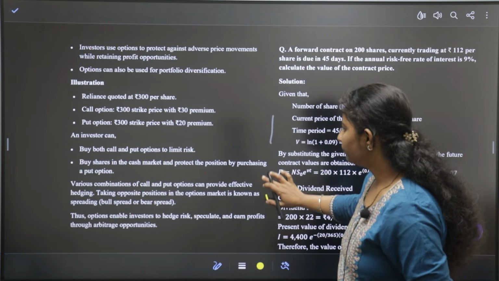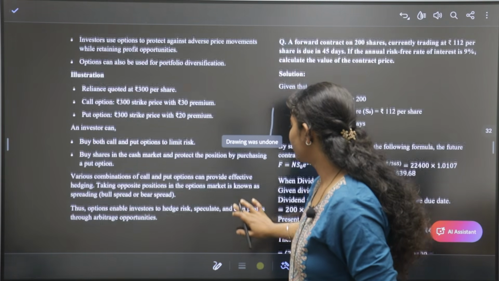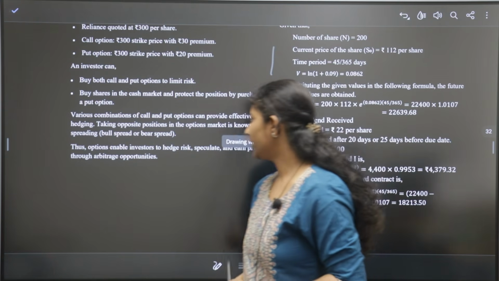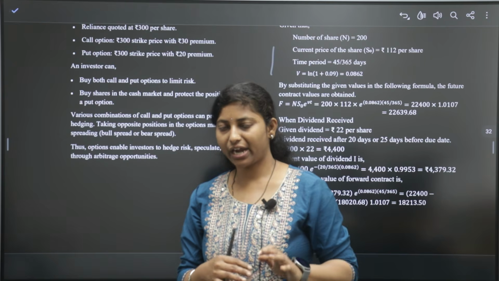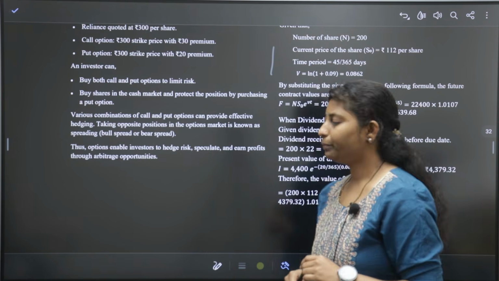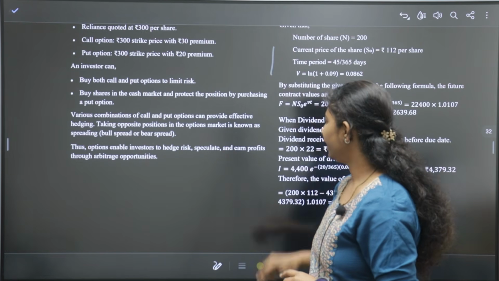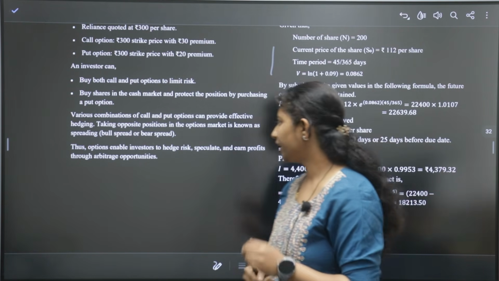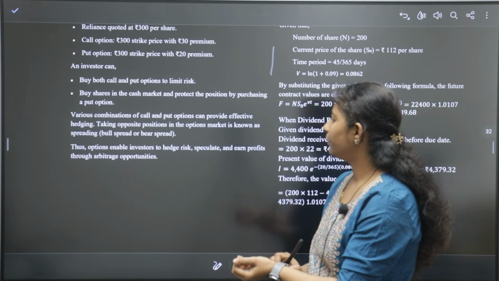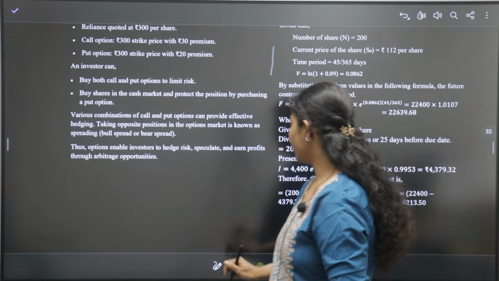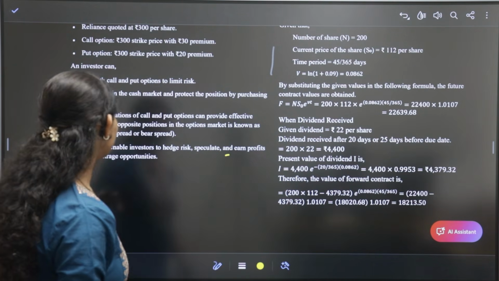And next, various combinations of call and put options can be used for effective hedging. If you use various call options and put options at a time, it will help you with effective hedging. Taking opposite positions in the market is also known as spreading. The two types of spread we have are the bull spread and bear spread. These options enable investors to hedge risk, speculate and earn profit through arbitrage opportunities.